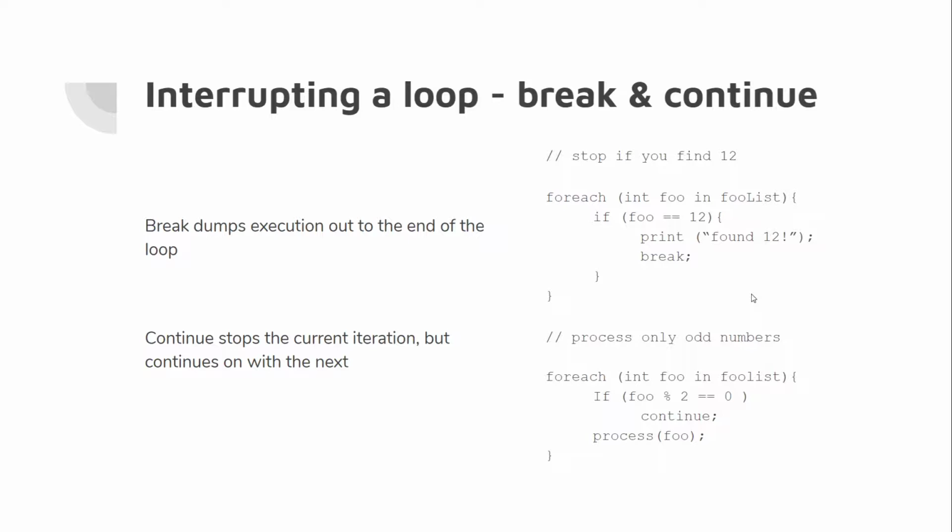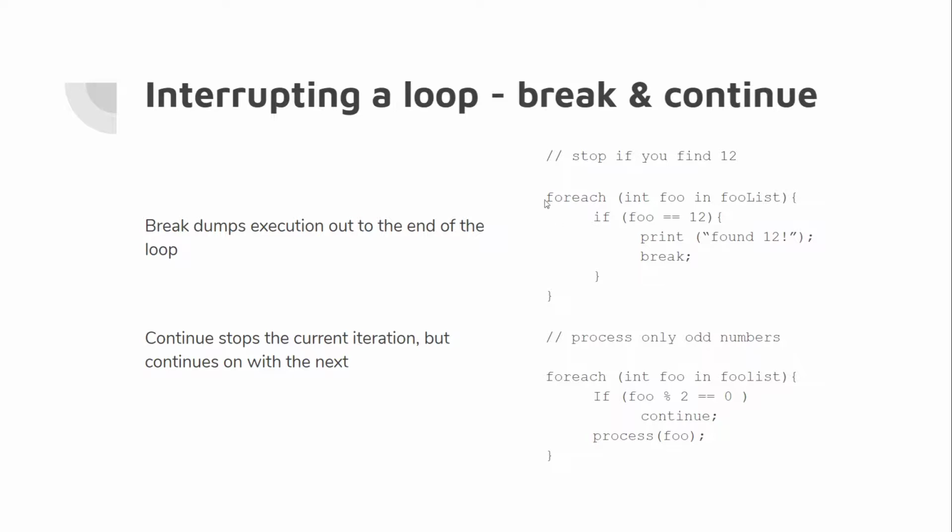So what if you want to interrupt a loop? You want to stop a loop in the middle, for some reason you hit some magic value, or you did some calculation and you know you've reached some limiting factor. For that we have two things, break and continue. Break dumps execution out to the end of the loop. So if we want to stop the loop, we can just use break.